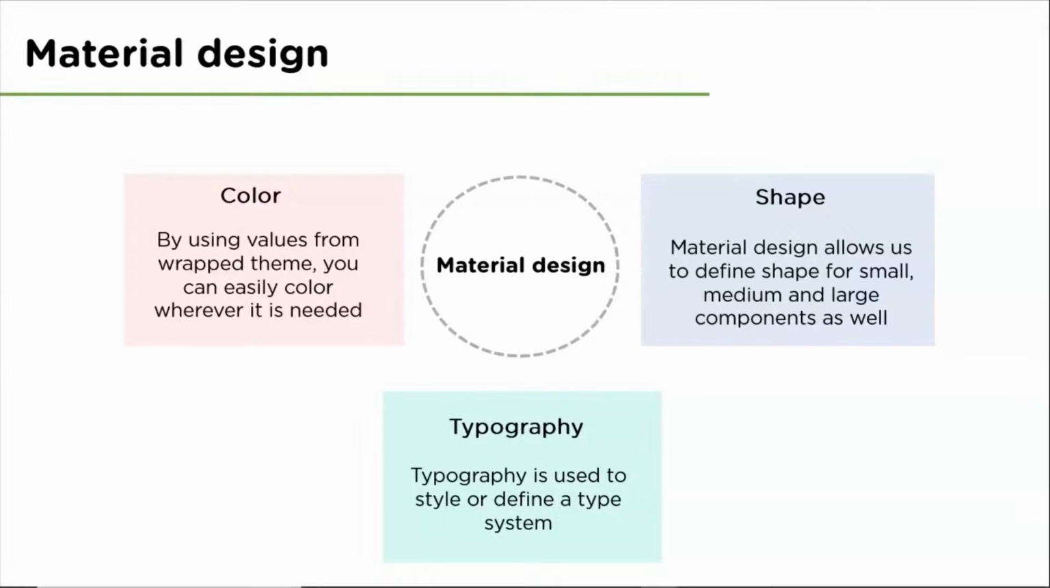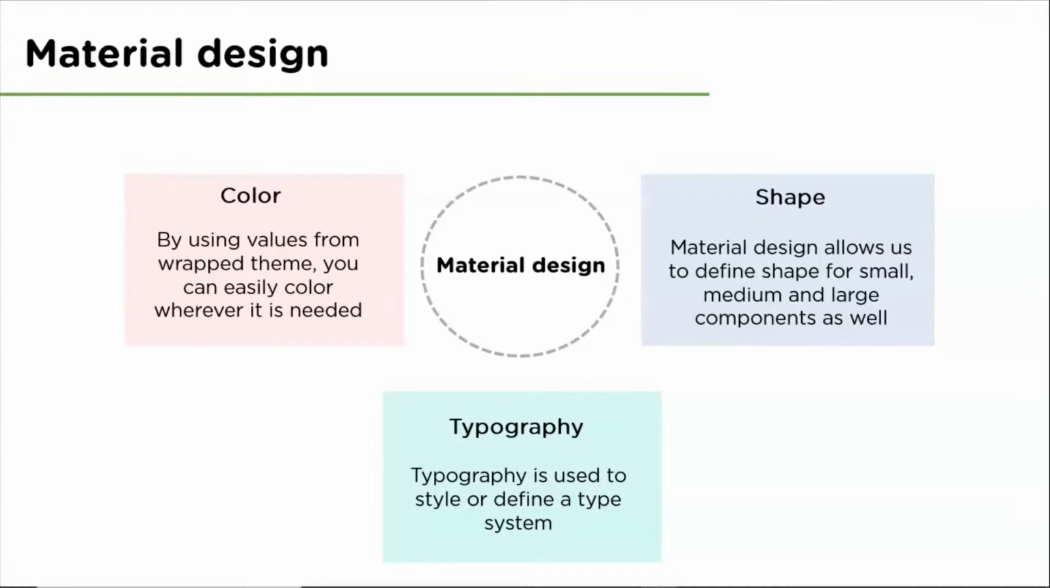Then there is typography. In the material theme, there are material typography styles which are used to style or define a type system. With the help of the typography class, we can customize font style, font weight, font family, letter spacing, text decoration, and many more attributes. Third is shape. Material design allows us to define shape for small, medium, and large components as well. Just like typography, we can easily create shapes.